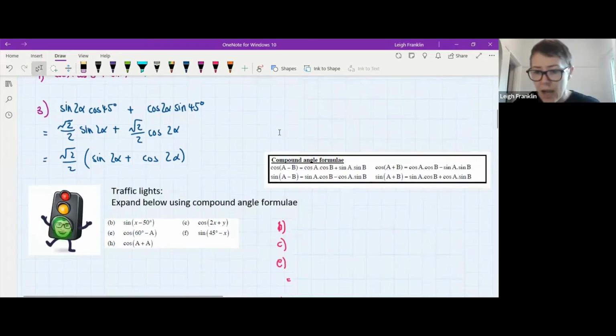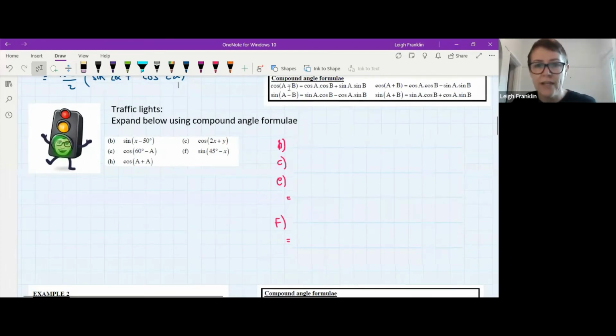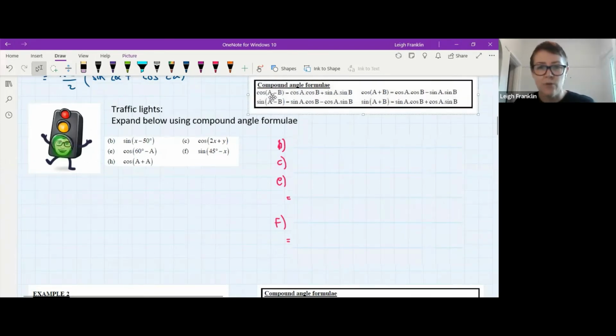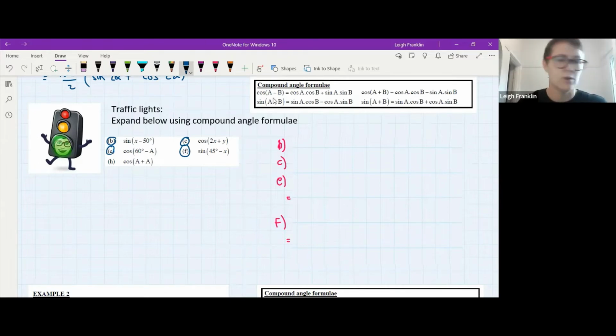Okay, so now I've been talking and talking. Here's a traffic light. Here is the compound angle formulae. Hopefully you can see that. What I want you to do is pick two. Either try B and E, or try C and F. C and F would be seen as slightly more difficult, and B and E would be a little bit easier. I've got all the answers. Let's see what you can do in 2 minutes. Then I want to talk about H as well, because that's important later on. If there's no questions, give those a try.